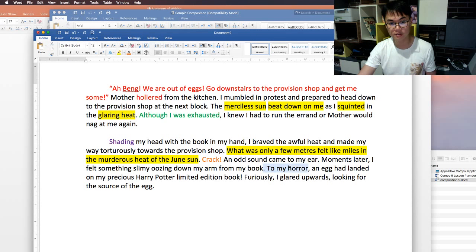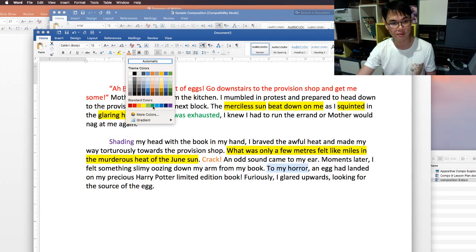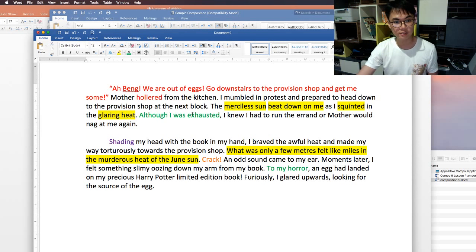To my horror. Now, did you all notice that "to my horror" is actually a subordinate clause? Okay, it's actually a subordinate clause. So I'm going to go ahead and mark this green. Although I was exhausted, subordinate clause. To my horror, subordinate clause. Okay, and then had landed on my precious Harry Potter limited edition book.